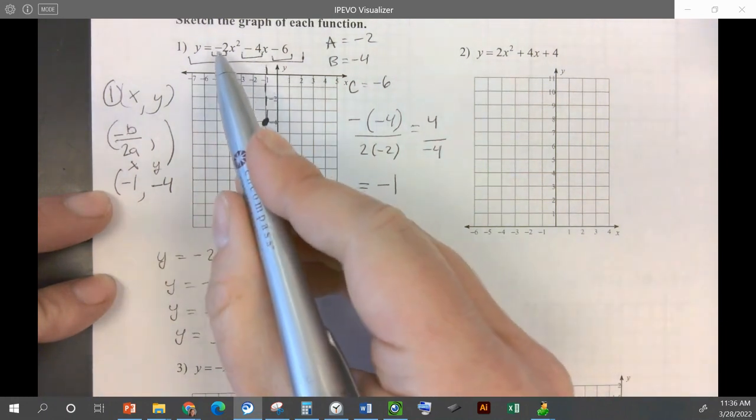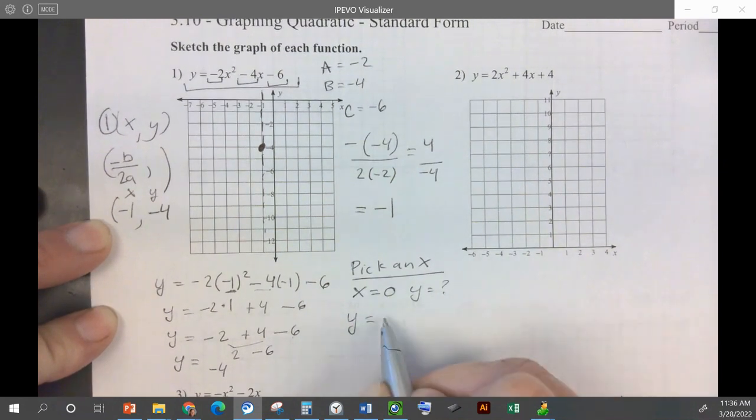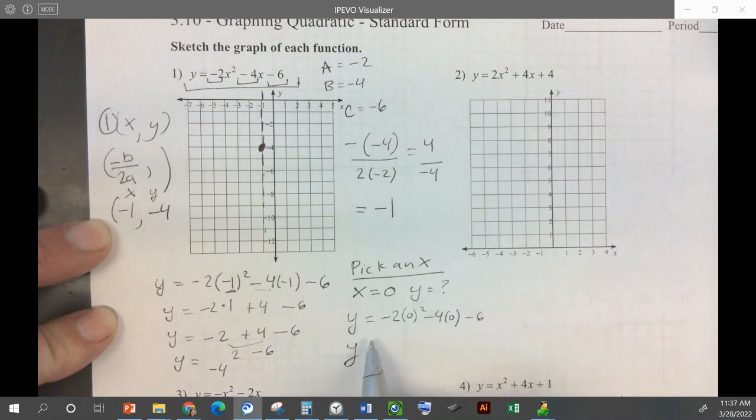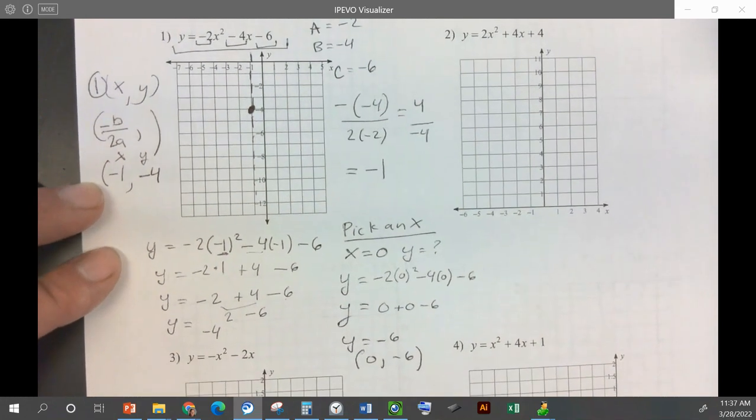Anytime I see x up here, I'm going to put 0. So what is y when we have negative 2 times 0 squared minus 4 times 0 minus 6? I picked 0 because it's not my vertex, and it'll make everything cancel out. So negative 2 times 0 squared, that's 0. Negative 4 times 0 is 0, minus 6. So when x is 0, y is negative 6. So I just found another point. My next point is 0, negative 6.